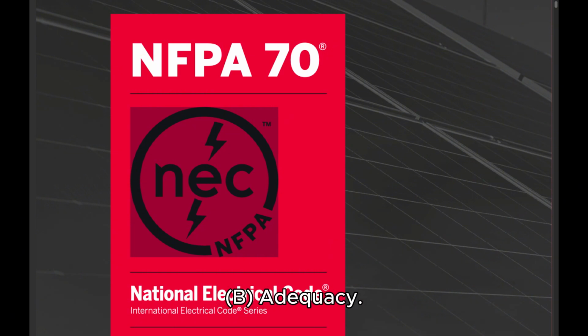B. Adequacy. This code contains provisions that are considered necessary for safety. Compliance therewith and proper maintenance result in an installation that is essentially free from hazard, but not necessarily efficient, convenient, or adequate for good service or future expansion of electrical use.